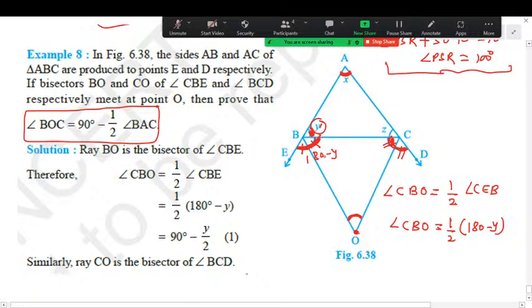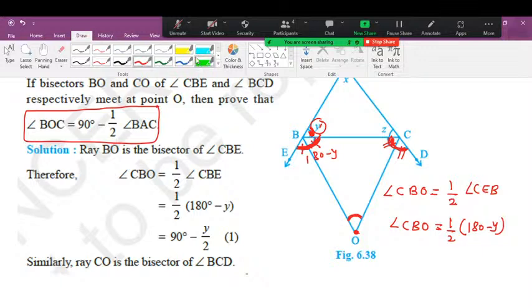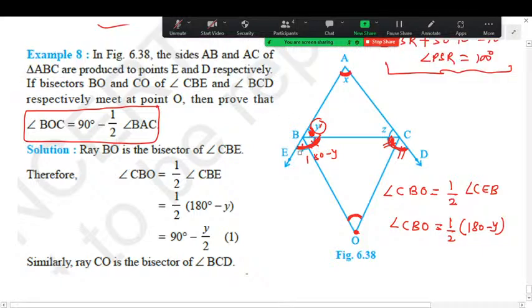Got it or not? CBO is going to be 180 minus Y. I didn't understand. Okay, I will tell you again. Don't worry, I will explain once again. I'm erasing this portion and I will tell you once more. It's so easy to understand. Very easy. Don't worry.